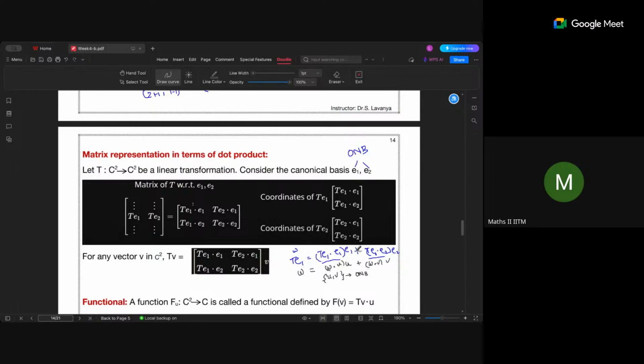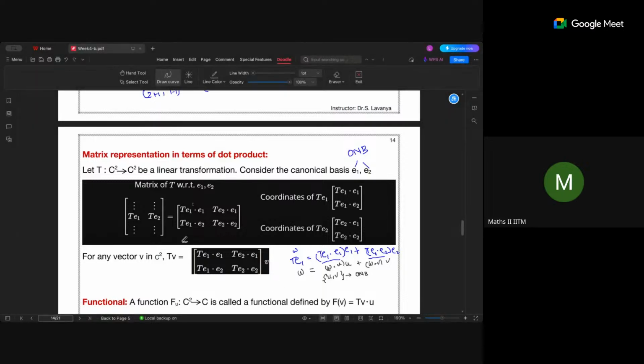So you see that these are the coordinates of TE1. Same way these are the coordinates of TE2. So instead of TE1, I'm writing the coordinates of TE1, and instead of TE2, the coordinates of TE2. So the matrix of T with respect to E1, E2, how I wrote it in terms of dot product, is that clear for everyone? How did we obtain this matrix? Is that clear? Okay, no one responding.